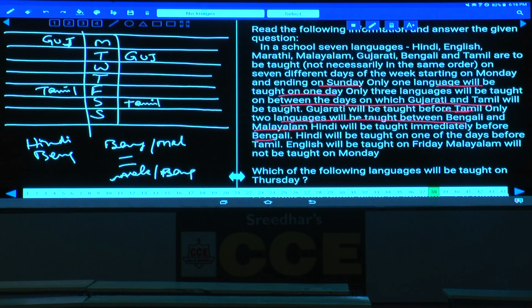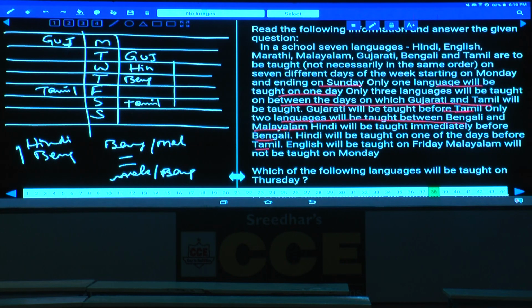And Hindi will be taught on one of the days before Tamil. As Hindi is on one of the days before Tamil, then Bengali should also be before Tamil or not? Bengali must also be before Tamil, because these 2 must be adjacent to each other. As Hindi and Bengali are here, tell me what are the different possibilities we can have. Now, can Hindi be at this place? If Hindi is here, then Bengali will be here, because these 2 must be together.